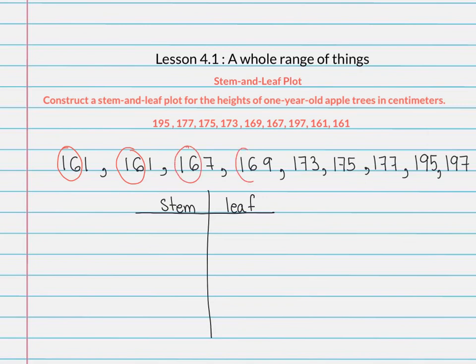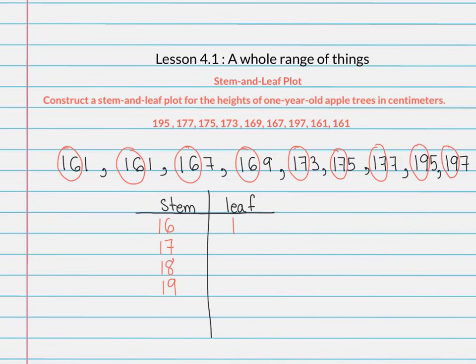16, another 16, 17, and here we have a 19 and another 19. So my least stem is 16 and my highest stem is 19. So I'm going to list the stems in order from 16 to 19: 16, 17, 18, and 19. Now we move to listing the leaf. I will start with the first one. 161 has a stem of 16 and a leaf of 1. So we have leaf 1.